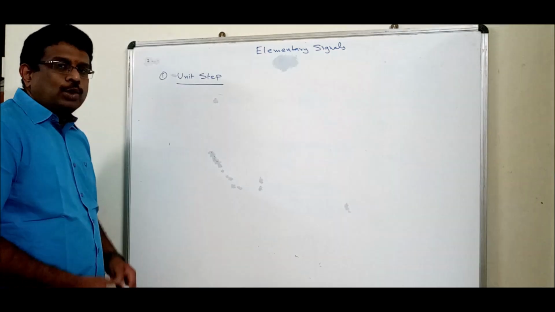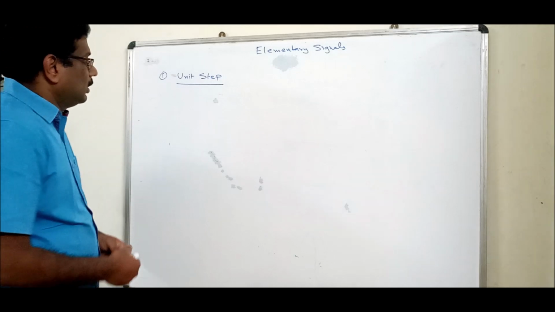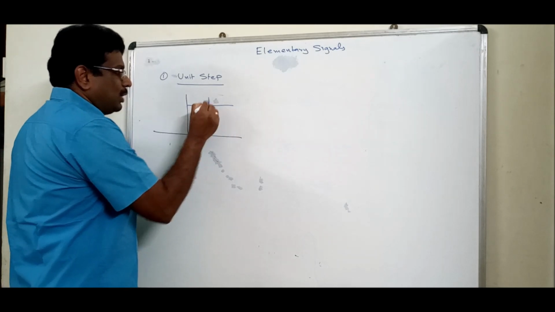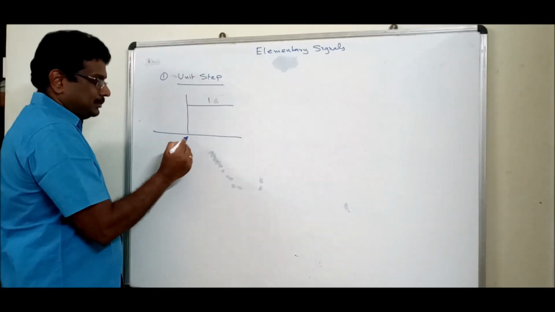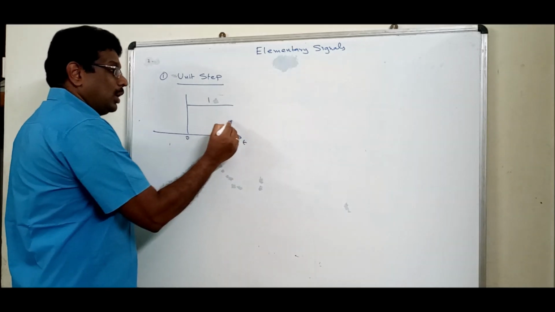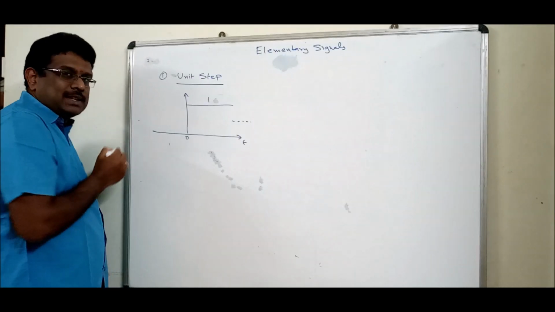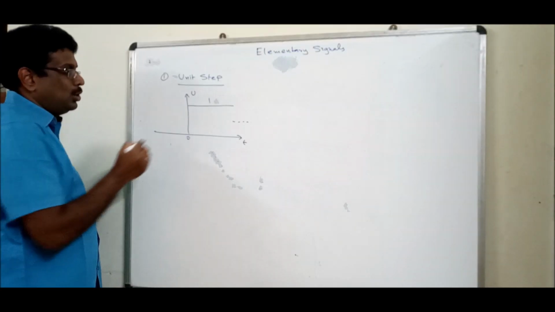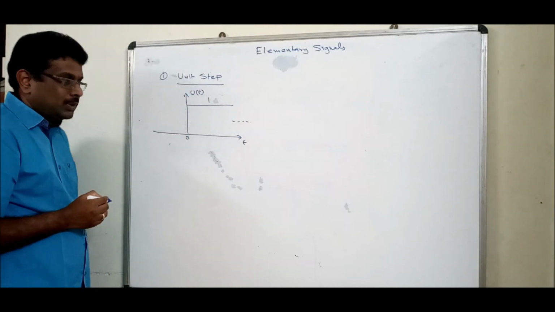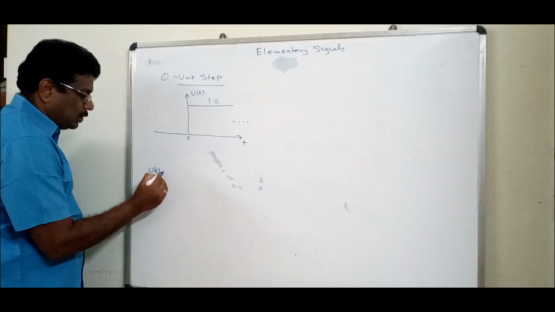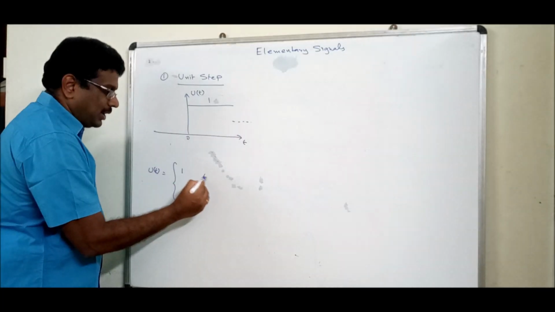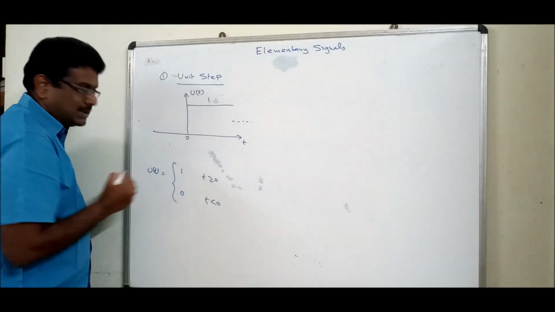Let us see the unit step signal. What is the unit step signal? Its amplitude is 1 on the right side, going up to infinity, and on the left side the amplitude is 0. We give the symbol u. U stands for unit step signal, which is u of t. The definition: u of t is 1 for t greater than or equal to 0, and for t less than 0, it is 0.